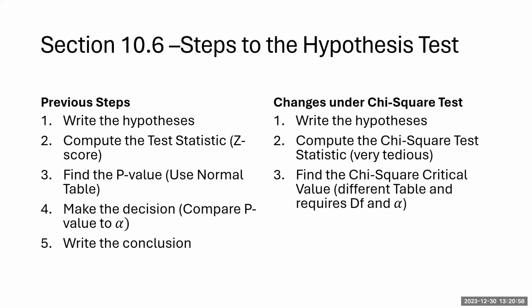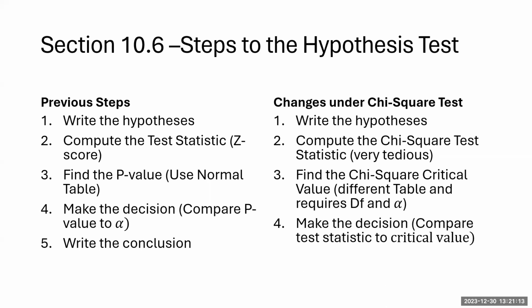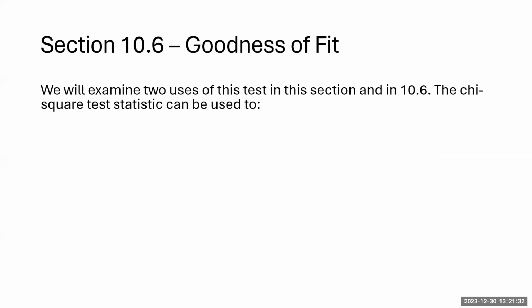Step 3 used to be finding the p-value. In this case, we are going to use the chi-square critical value. So it involves a different table, and it requires something called the DF, or degrees of freedom, and alpha is back. Good news there. Step 4 is still the decision, but we have a little bit of different criteria. We need to compare the test statistic to the critical value, not the p-value to alpha. Okay, it's not like we're used to before. And step 5 remains unchanged with the conclusion. So some changes that we need to think about. So we'll examine this in a few minutes.